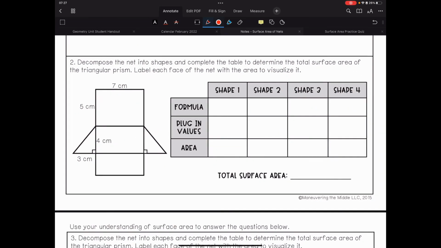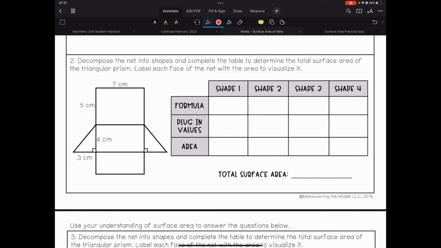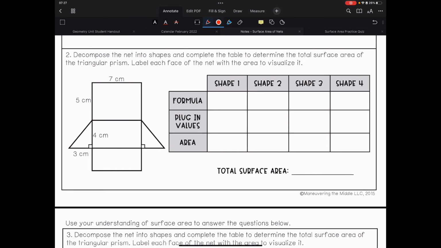Let's have a look at one more, and then I'll let you guys get started on your work. We're really just working with composite shapes, which we've done before. These are a little more complicated, I think, though.